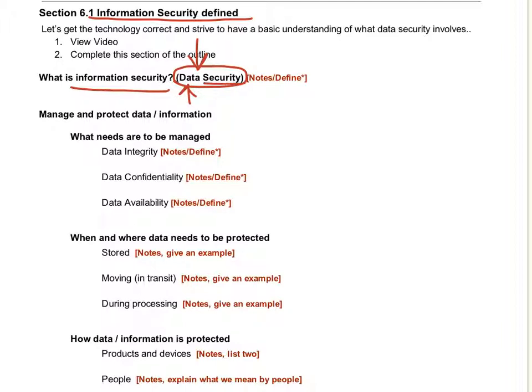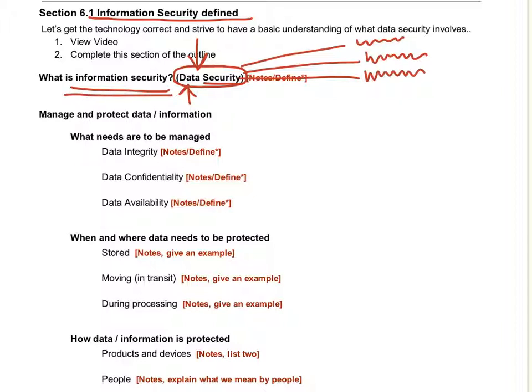However it is used, it is used for the intention that it's meant to be used. The people that need to use it use the data appropriately for what they need it for, and they protect that data so other people cannot see or use it. Data assurance: we're assured that the data that we give is used appropriately.